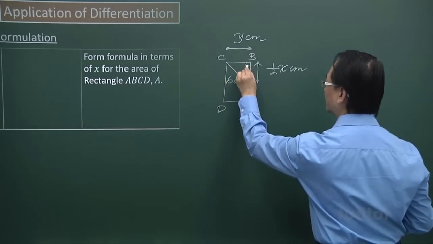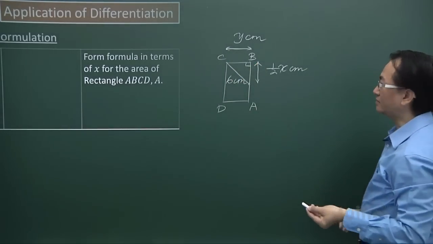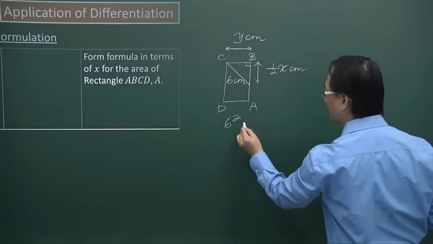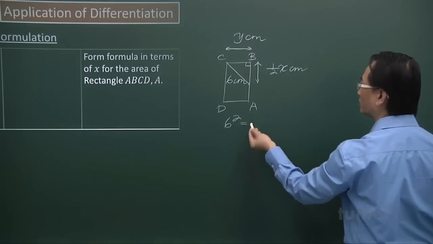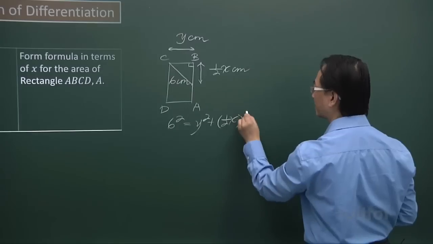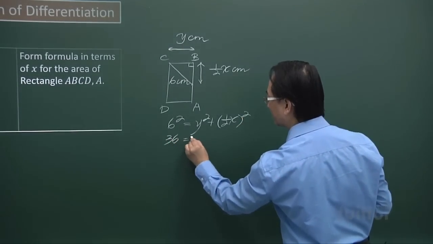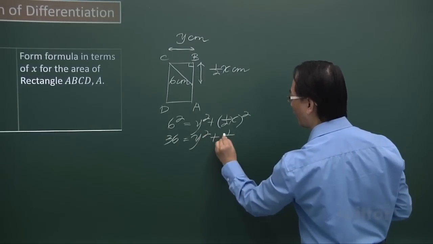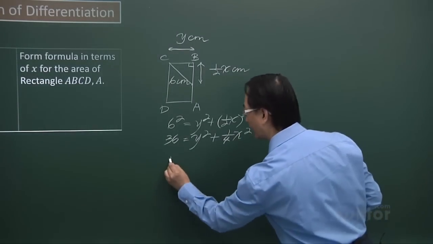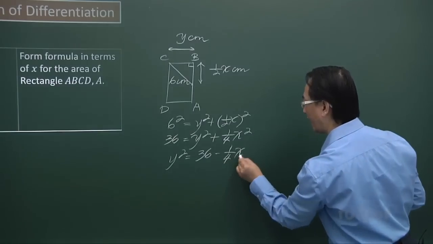Now, this angle here is 90 degrees, so that makes that triangle a right angle triangle. So we will have the longest side opposite the 90 degrees, 6 cm squared is equal to the y cm squared plus bracket half x squared. So here I have 36 equals y squared plus 1/4 x squared. So to make y the subject, I will have y squared equals to 36 minus 1/4 x squared.